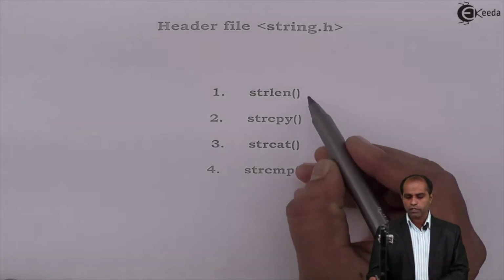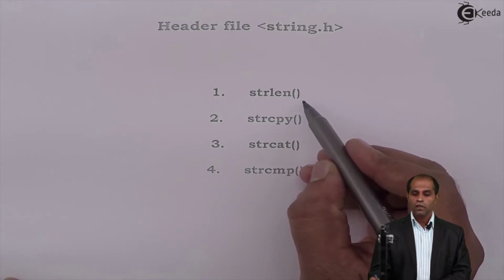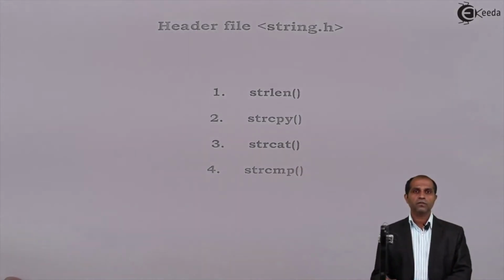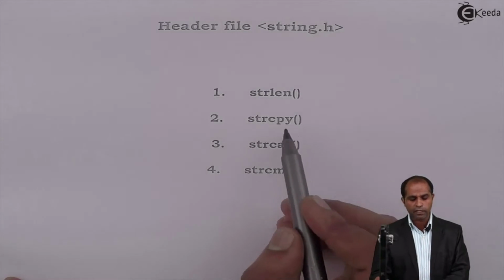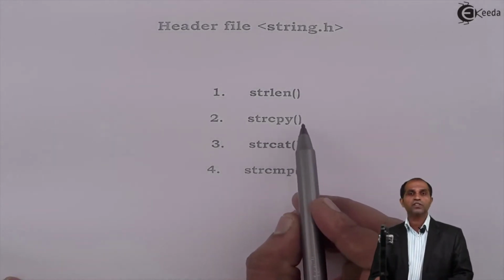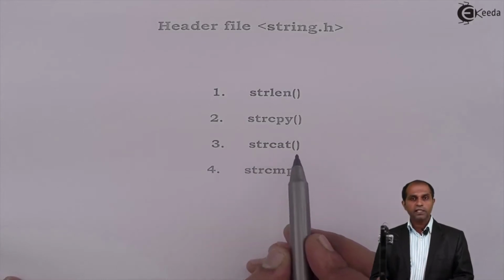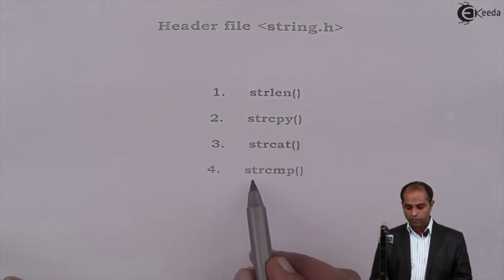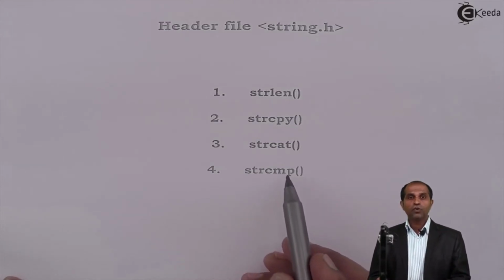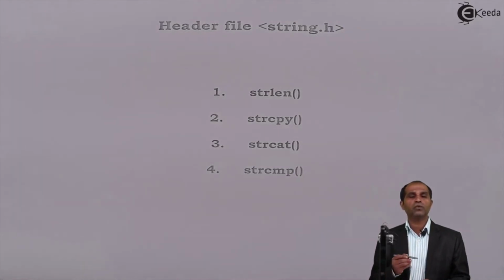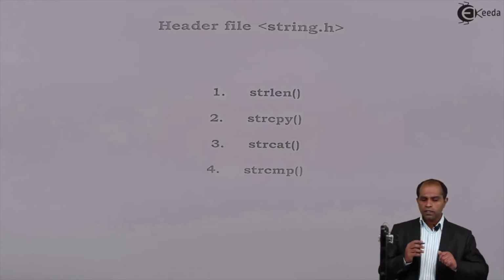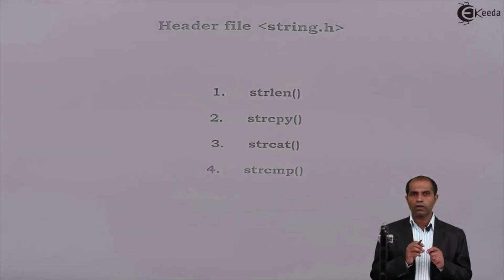The very first function which we are going to discuss is strlen, which is the string length function. Basically, this function is used to count the number of characters. Later on, we'll see in detail. strcpy stands for string copy. strcat stands for string concatenation. strcmp is to compare 2 strings. strcmpi is a function used to compare 2 strings without case. strrev is used to reverse a string. There are many such functions. Let's discuss each of these functions in detail one by one.